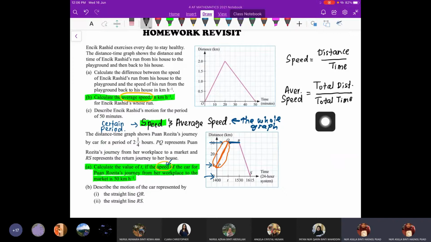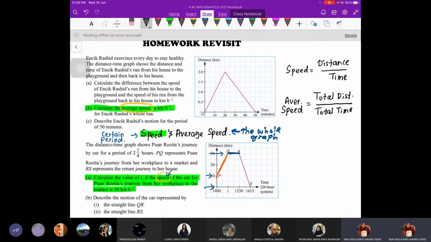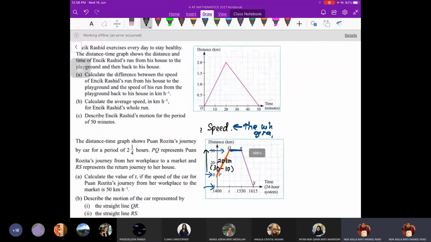Okay, so kalau nak contoh soalan yang nombor 2 ini, dia minta total distance over total time dan dia minta kamu calculate average speed. So total distance, so Puan Rosita dia akan pergi market. So daripada 10 km dia pergi ke 30 km. So pergi market, jarak workplace ke market dah 20 km. Because 30 minus 10.